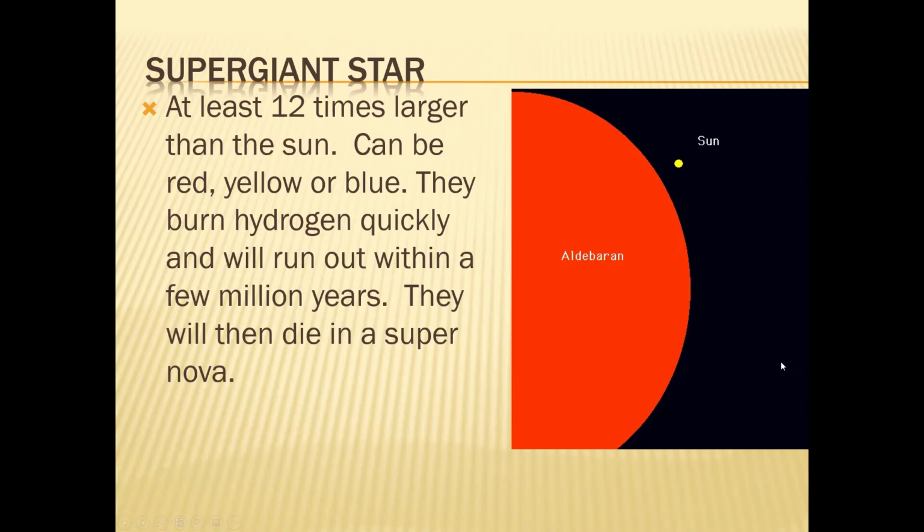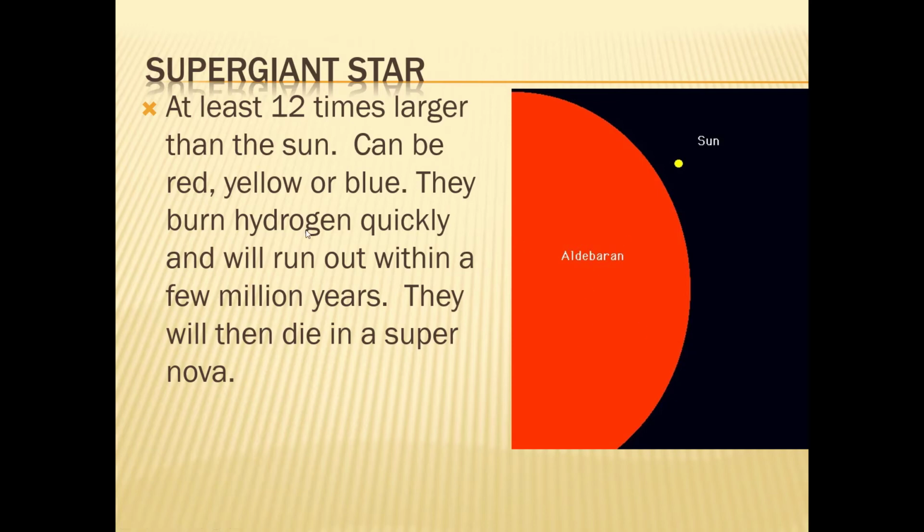So then the last kind of star here is a supergiant star. They have to be 12 times larger than the sun. So really, really big stars. They can come in any color, red, yellow, or blue. They burn hydrogen very quickly. They run out very quickly. They then burn helium very quickly. They run out very quickly. And then they explode.